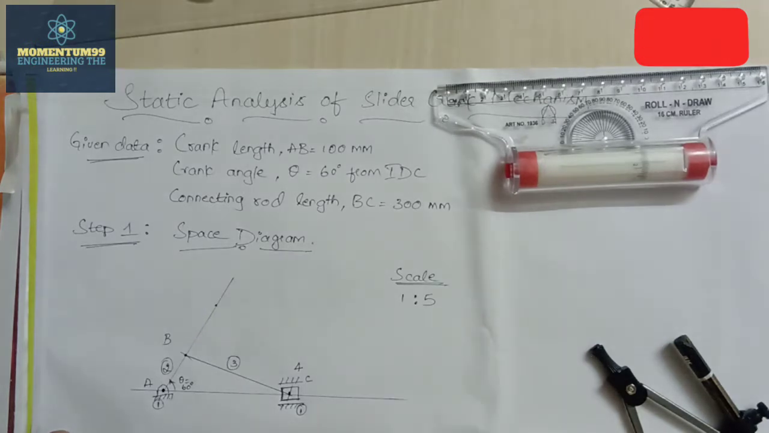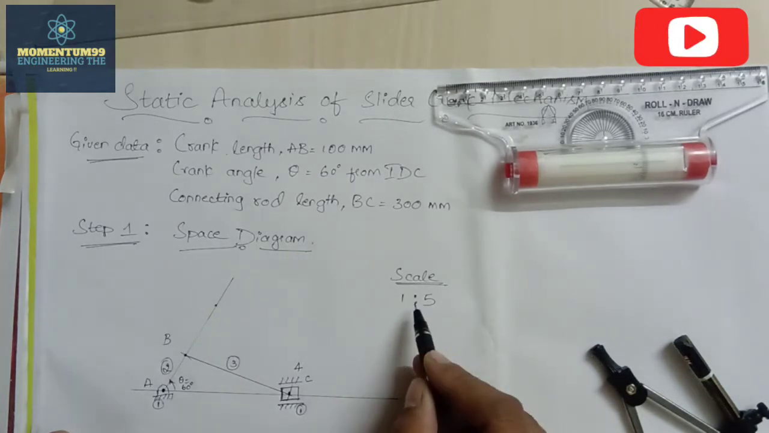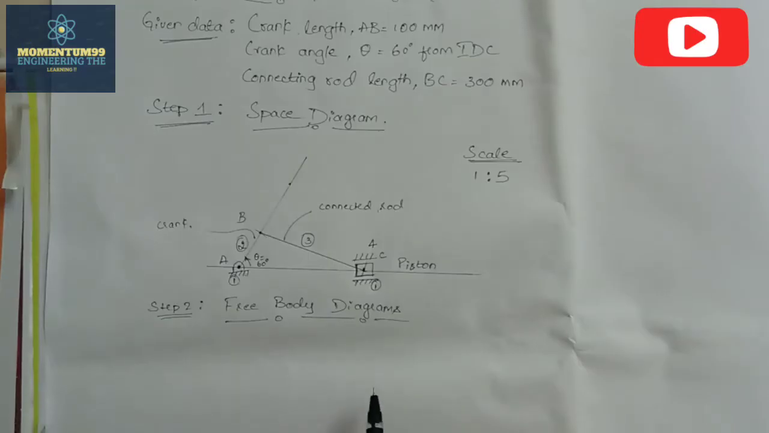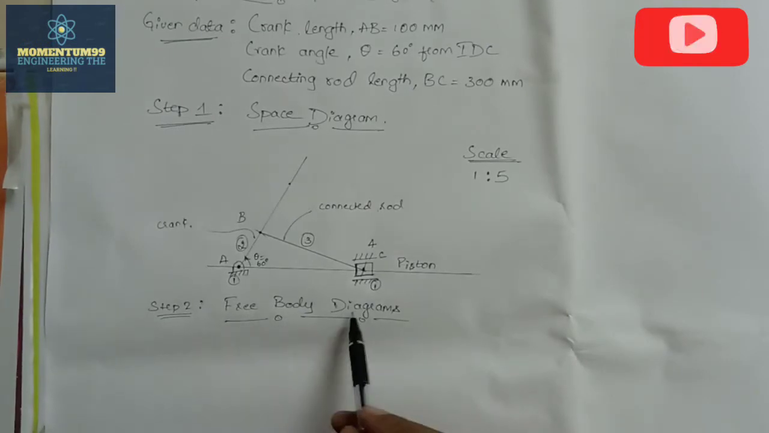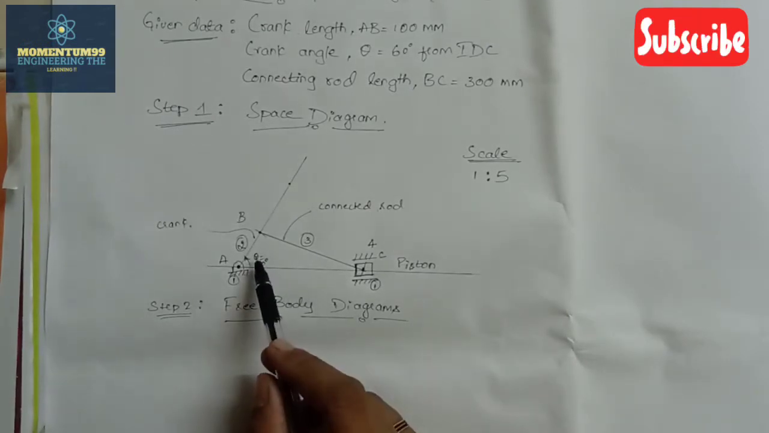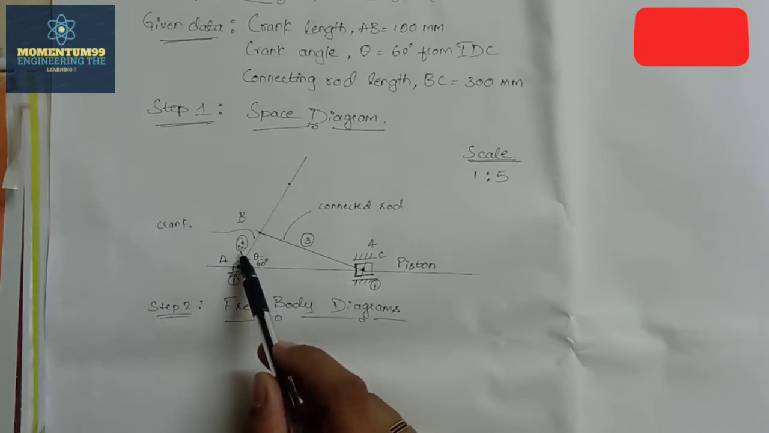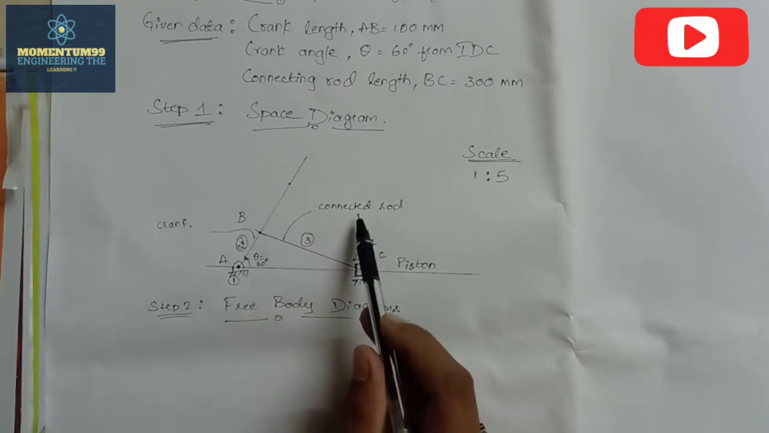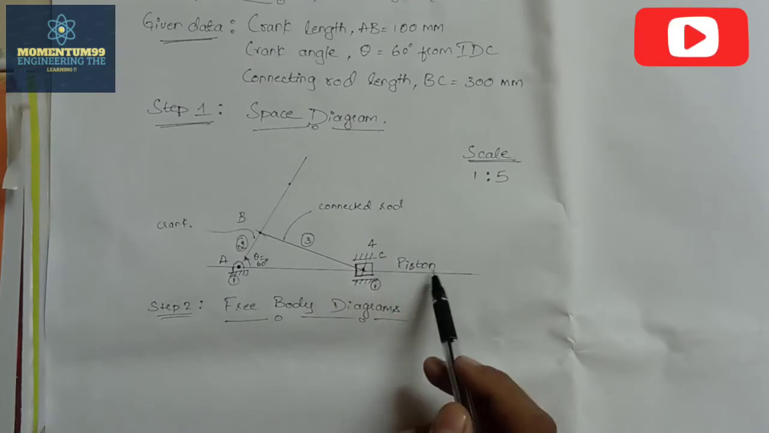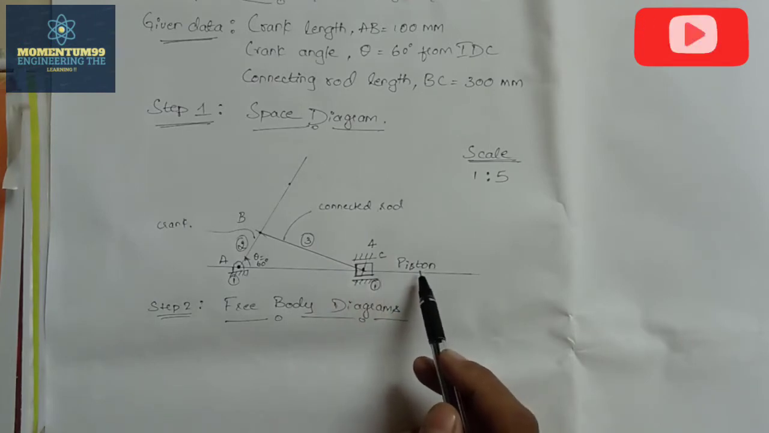Now this is our space diagram drawn taking the scale as 1:5. Now the second step is to draw the free body diagram of all the elements in the given slider crank mechanism. Now we need to draw the free body diagrams of link 2, the crank, link 3, that is nothing but the connecting rod, and link 4, which is the piston here.